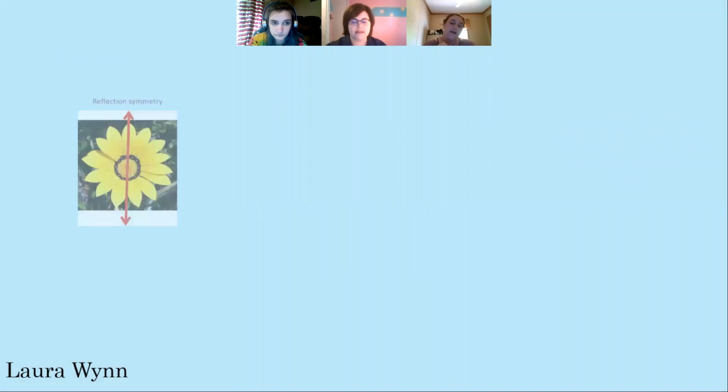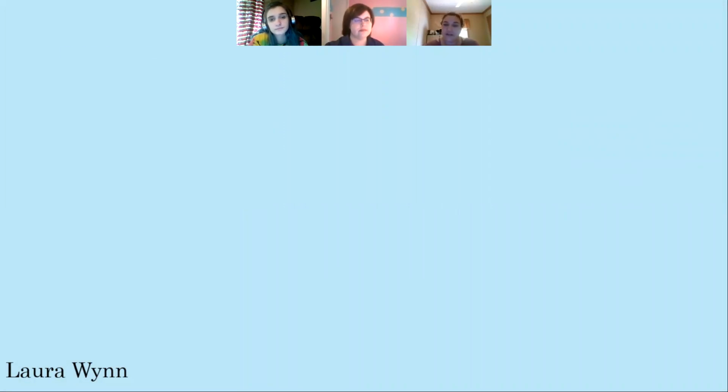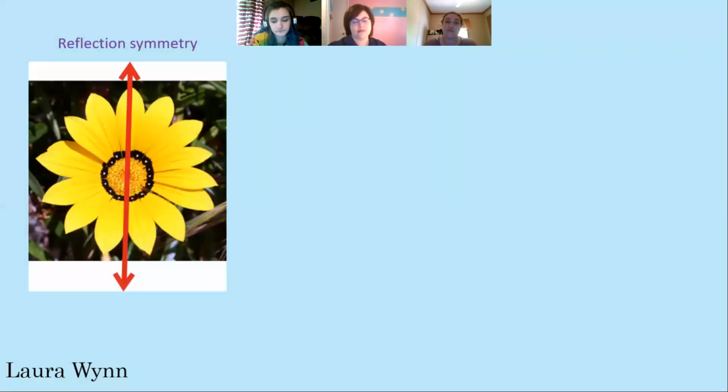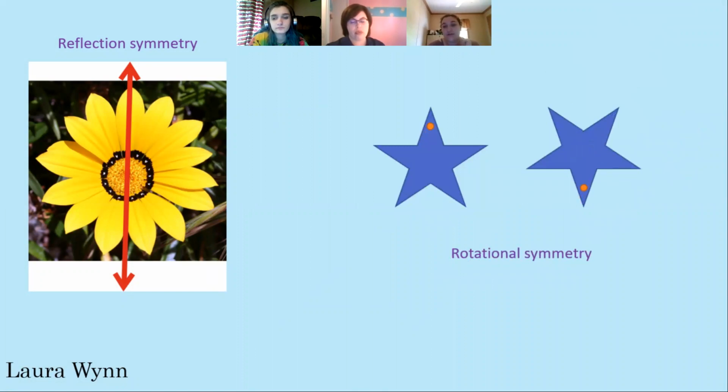Okay, so before we can work our next problem, we need to know what reflection symmetry and rotational symmetry are. Reflection, is that like when I look in the mirror and I look at myself? Yes, Crystal, it's very similar to that. Reflection symmetry is where one half is the reflection of the other half. So you can fold the image in half and both halves match exactly, as you can see with this picture of the flower. That's reflection symmetry. For rotational symmetry, a shape or figure must still look the same after some rotation. As you can see with these blue stars, where the orange dot is, it's just been flipped and rotated. So it's rotational symmetry.